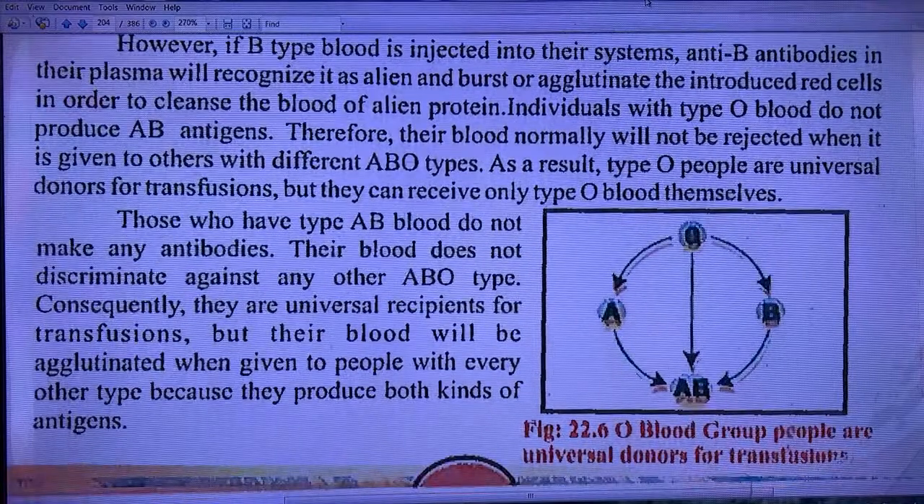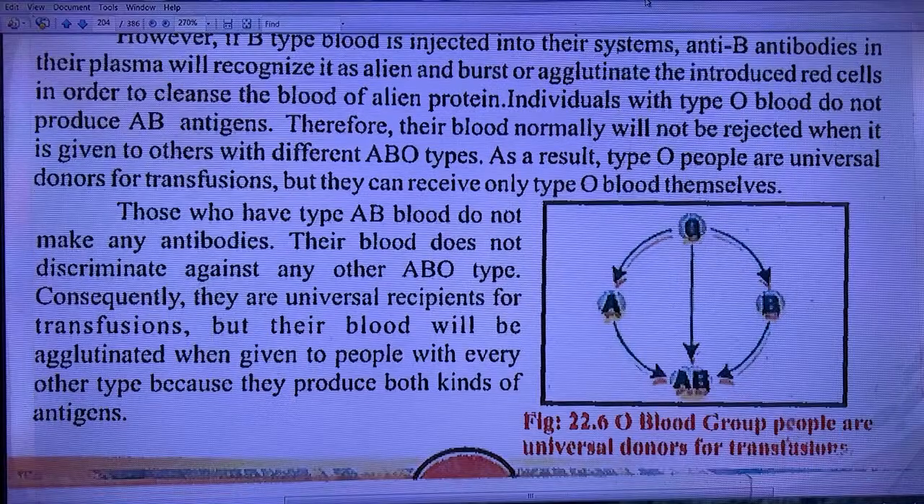Those who have type AB blood do not make any antibodies. Their blood does not discriminate against any other ABO type. Consequently, they are universal recipients for transfusion, but their blood will be agglutinated when given to people with every other type because they produce both kinds of antigens. O blood group people are universal donors for transfusions.